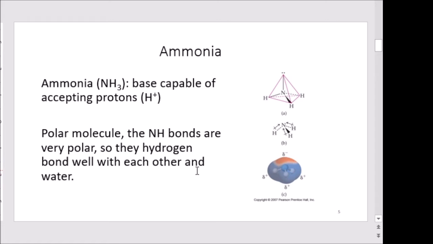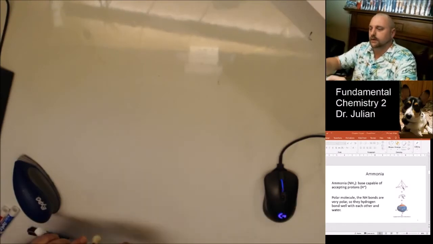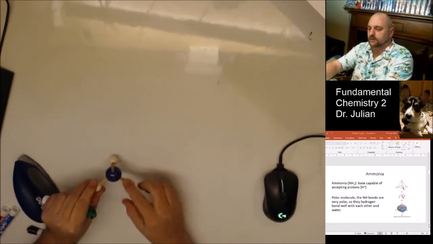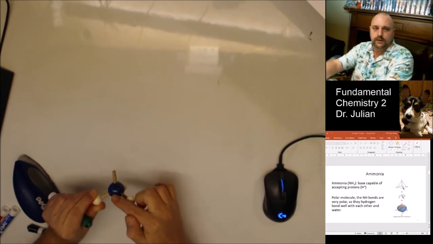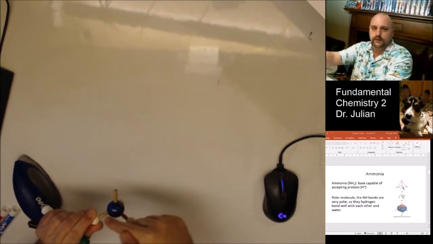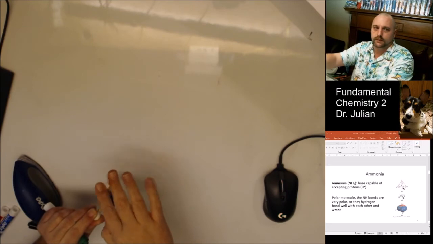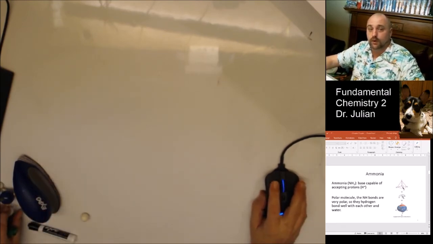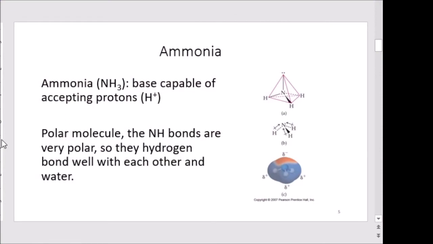So if I come over and I look at my model, I can split it right between the hydrogens and the nitrogen. So this part up here is negative, this part down here is positive. Being polar like that means it's going to be water soluble.